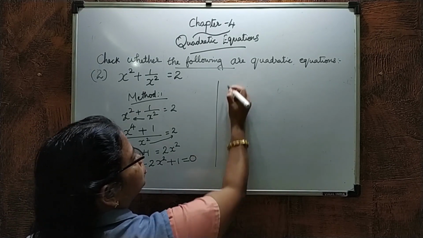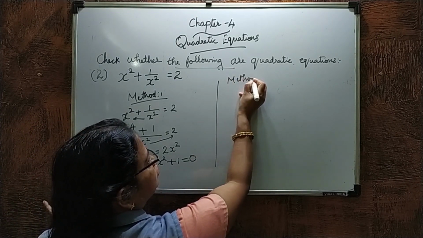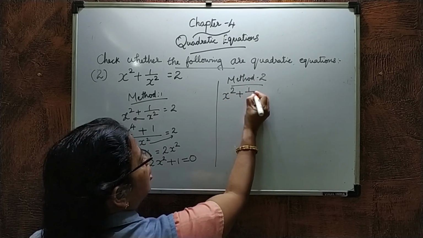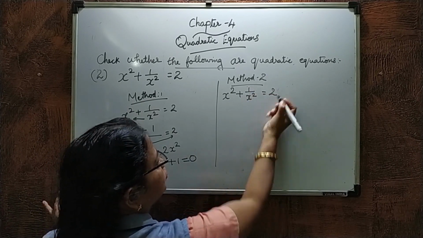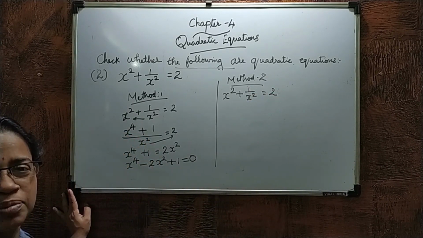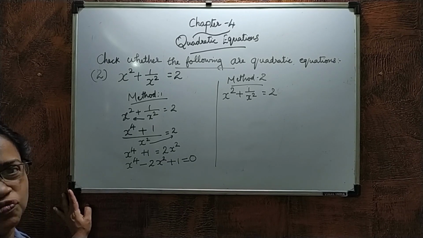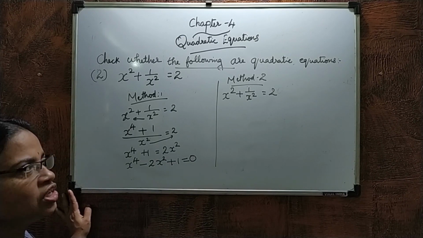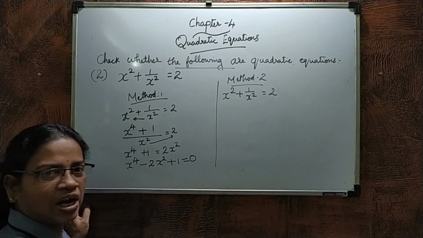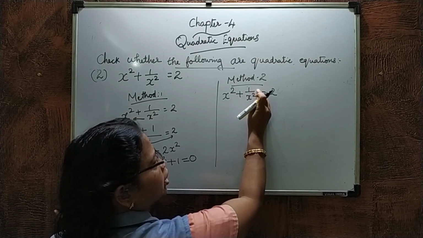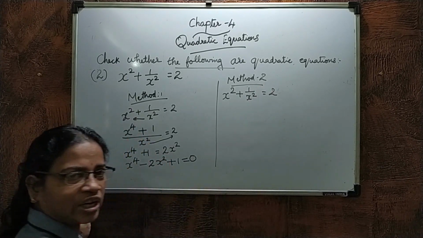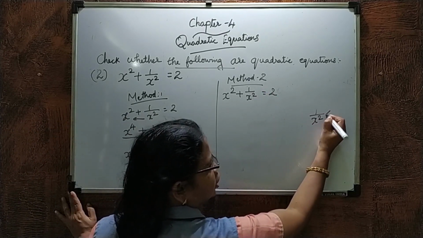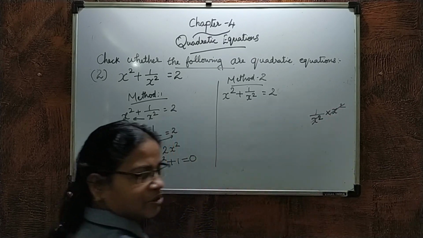Okay, method 2. x square plus 1 by x square equals 2. Now, actually when a fraction comes, sometimes it will be difficult for us. So what you can do is, you can cancel that fraction. Means you can cancel this denominator. How will it be? If it is into x square, then x square and this x square you can cancel, right? When it is 1 by x square into x square, we can cancel.